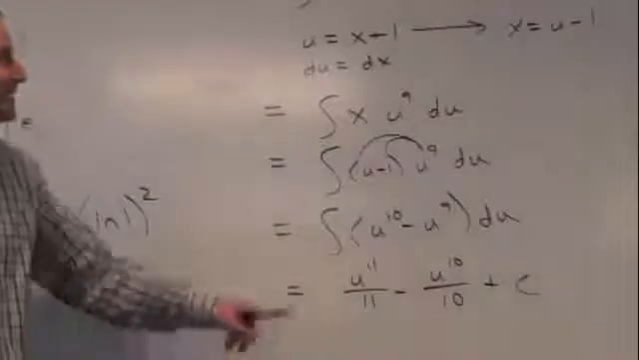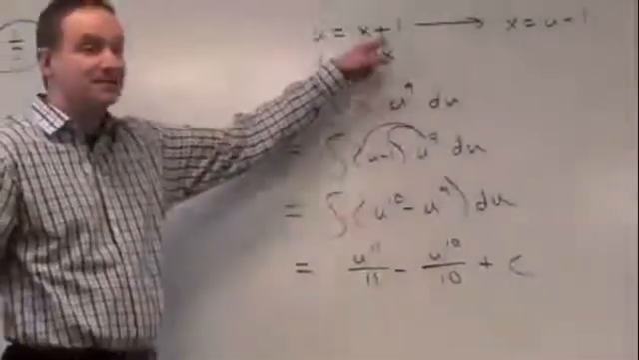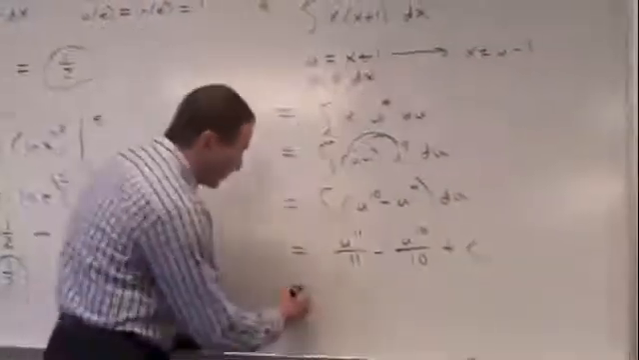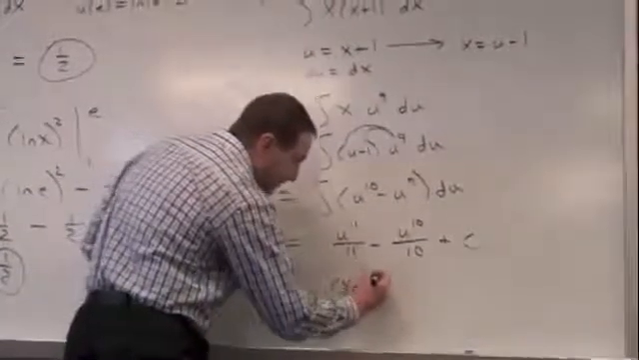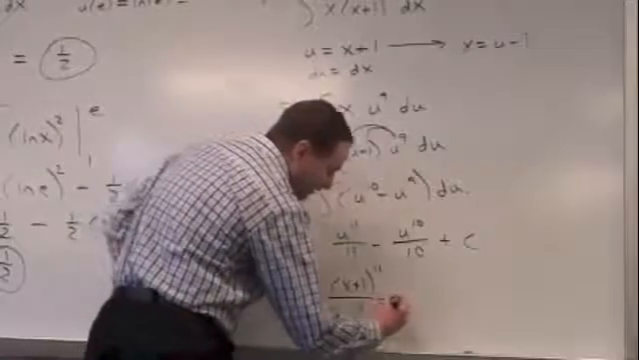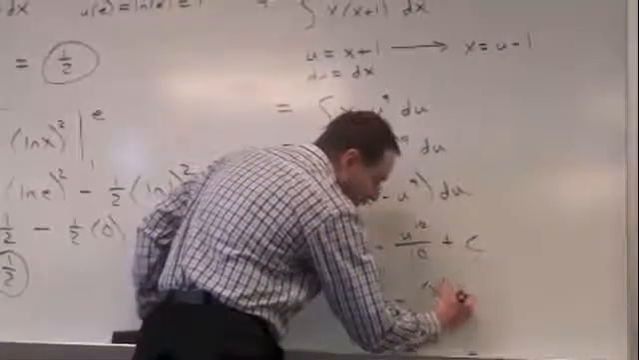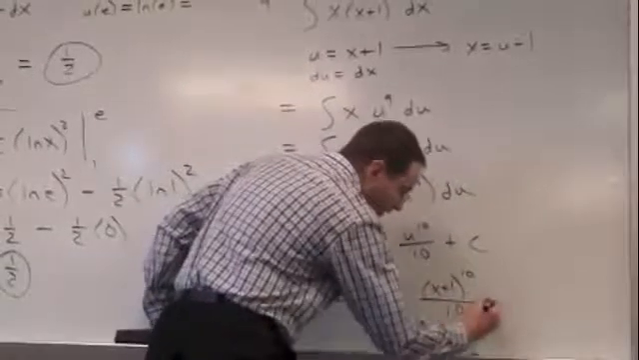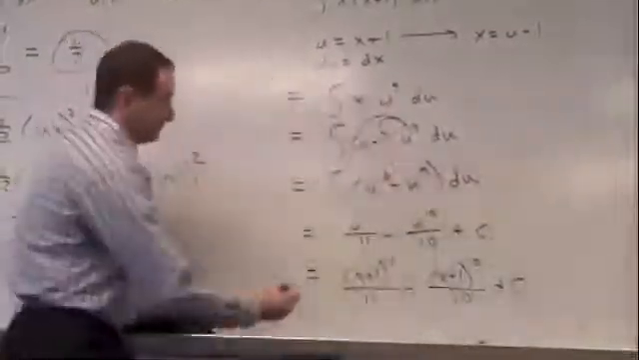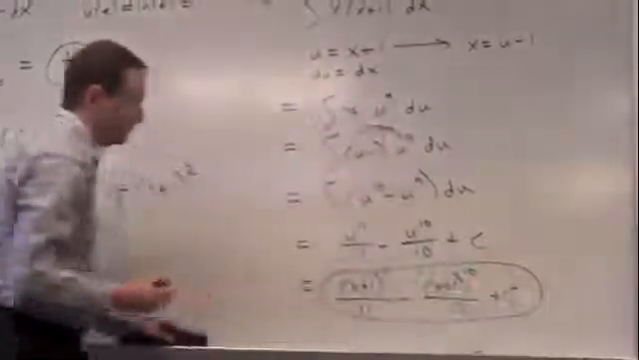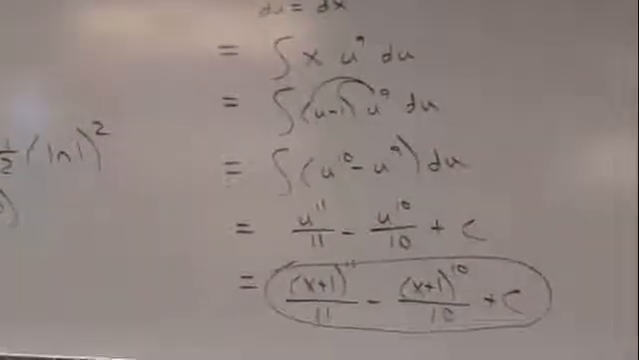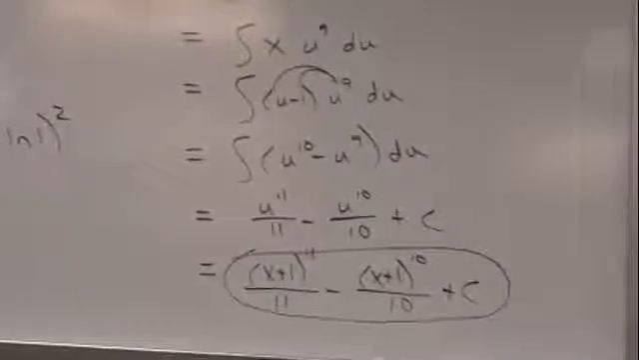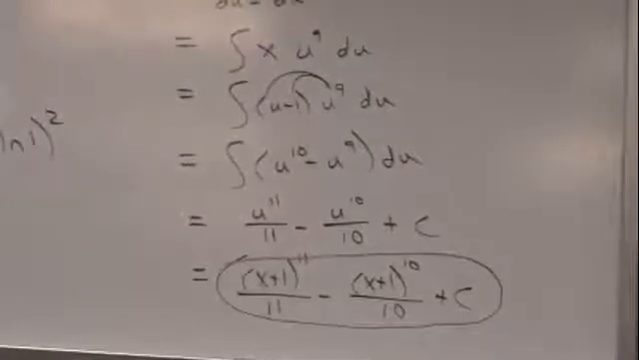So now at this step, all I would do is say I need to substitute what u is. So my final answer I'll write as x plus 1 to the 11th over 11 minus x plus 1 to the 10th over 10 plus c. QED. Ooh, I went through my 11 there, but you see what it is. Okay, now I want to do a problem like that one, but I want to increase the difficulty.